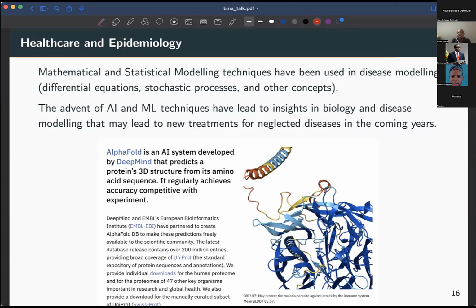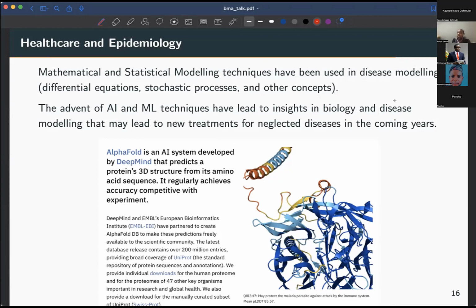The reason these are important is that if we have the structure for these protein molecules, it may help us find new treatments for neglected tropical diseases in the coming years. So this is big news. This was last year, and it shortens the time to development for drug discovery and drug development. Again, AI and machine learning techniques are leading to lots of insights into biology and disease modeling.